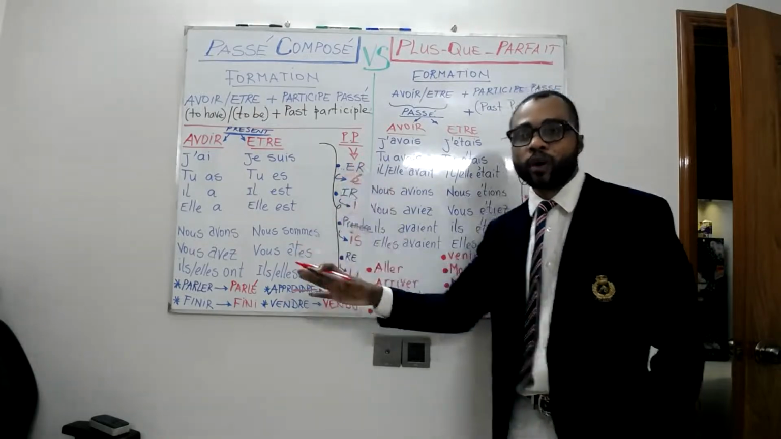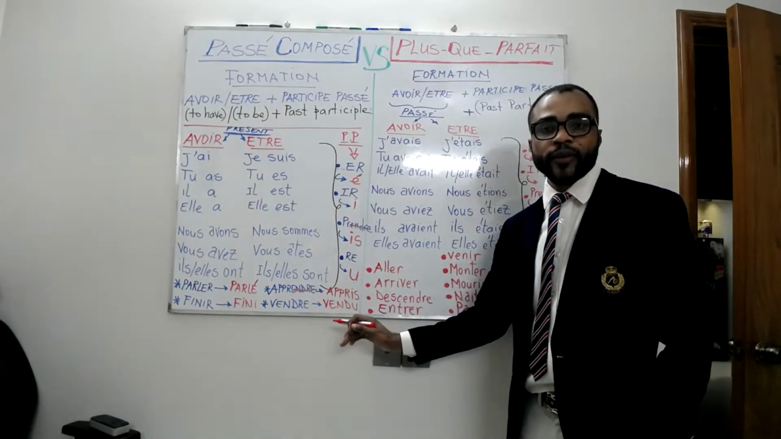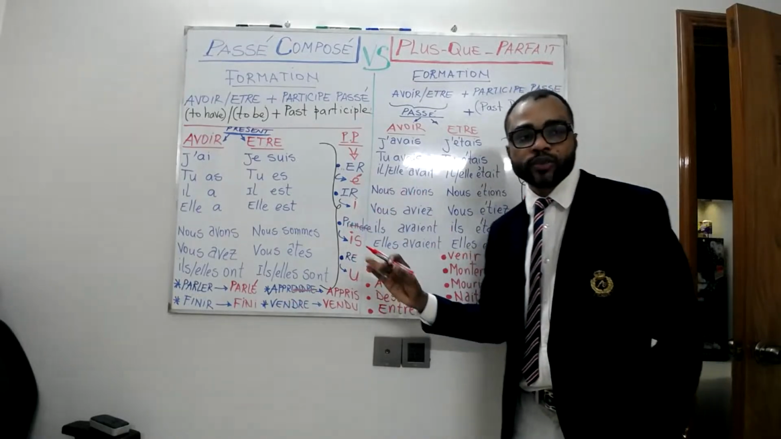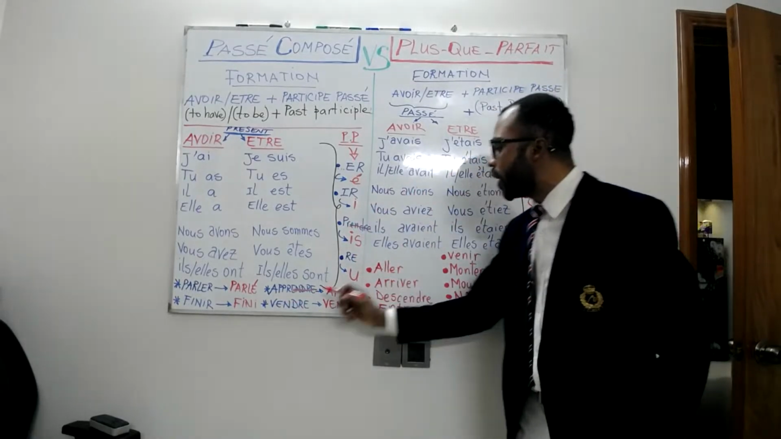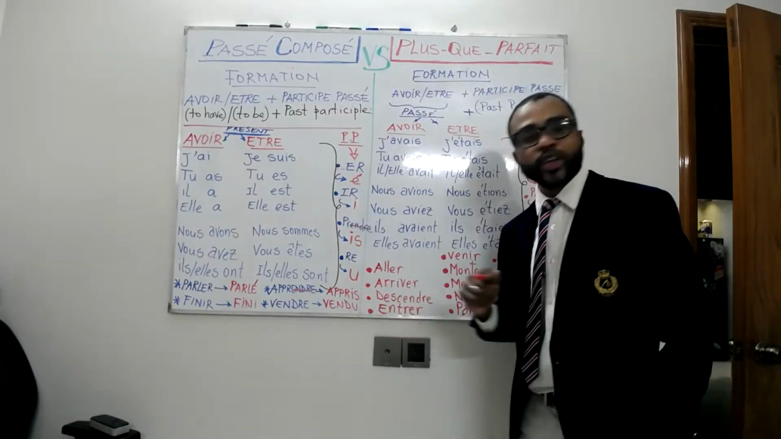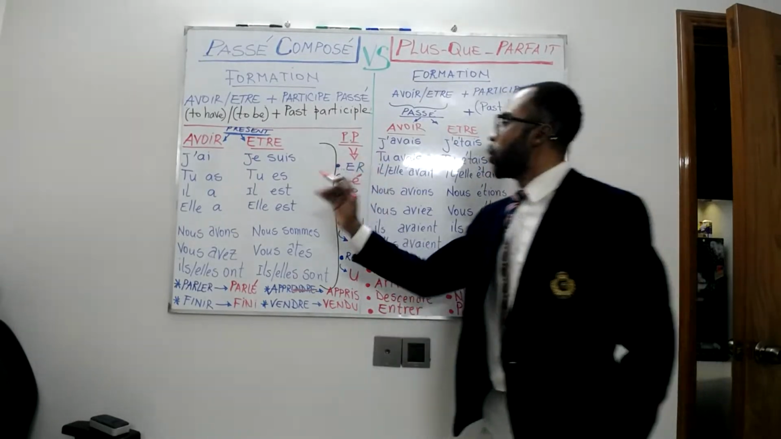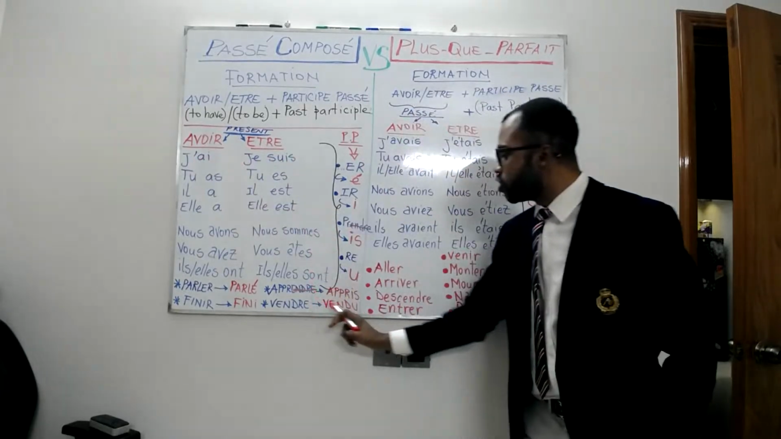Like apprendre, comprendre, prendre, reprendre. But here it's only vendre. So there is no prendre in the composition. So what we do, we remove only RE and replace it with U. So it becomes vendu. So we say j'ai vendu.